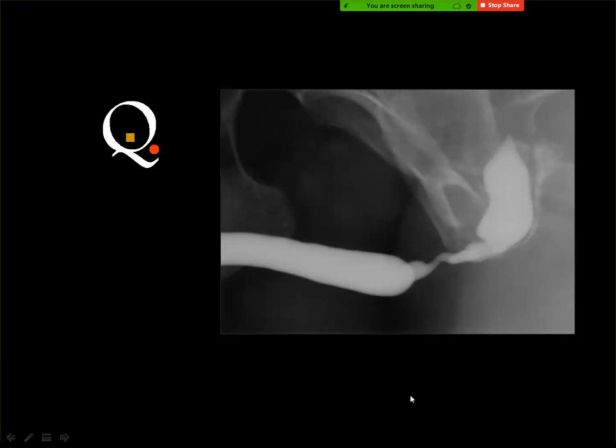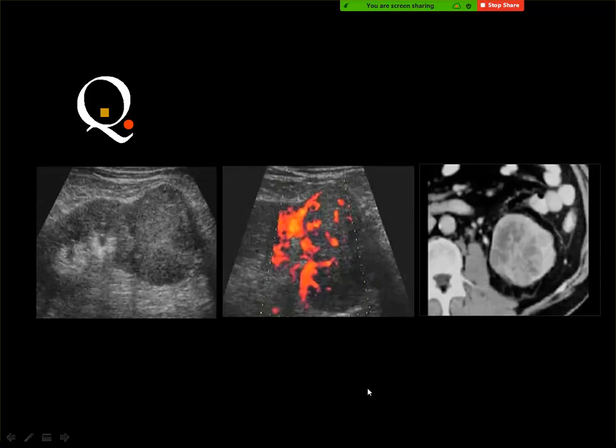Posterior urethral obstruction. Yes, and this is urethral stricture. Which part of the urethra is this one? No, this is membranous. Yes, this is the membranous urethra, which passes through the pelvic floor, and there is a stricture in the membranous part of the urethra.